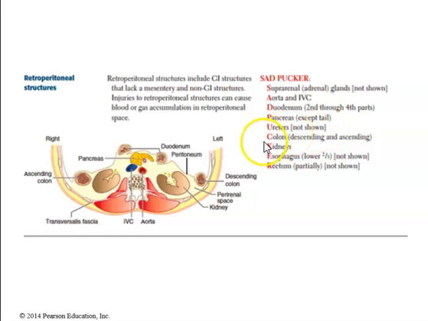And then we have parts of the colon, so C stands for colon. The descending and ascending colon are retroperitoneal. K stands for kidneys, both kidneys, right and left. E is the esophagus, the lower 2/3 of the esophagus is retroperitoneal. And then finally R, the rectum, or a part of the rectum, is considered retroperitoneal. So you may or may not see this again if I ask you as a bonus question.